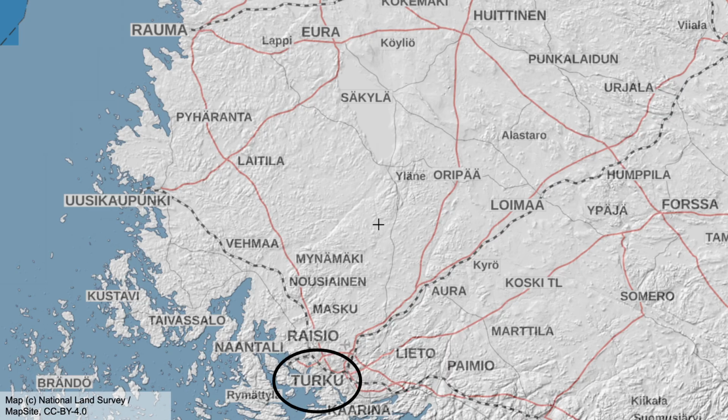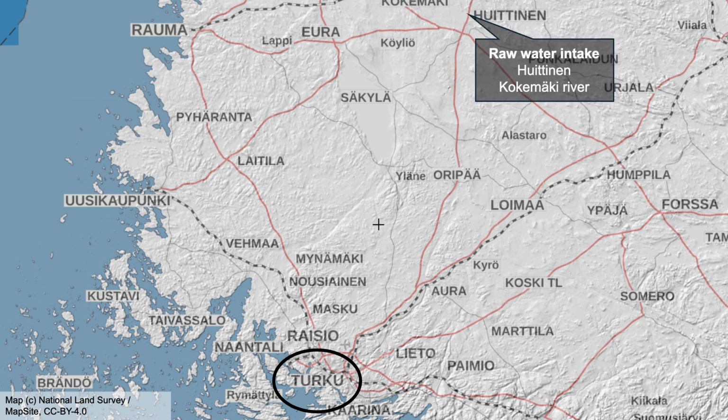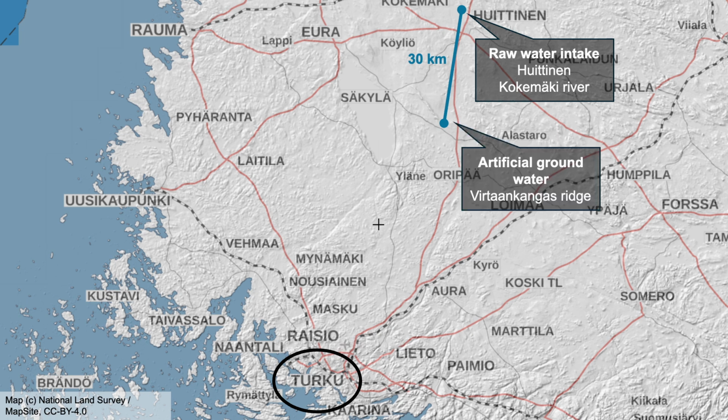Then the journey of the water is a long one. It originates from a river, which flows through a lot of agricultural land, and this river is something that you could describe as a Jesus water, because you can almost walk on it sometimes. So first the solids are removed, and then the water is pumped 30 kilometers to Virtaankangas, a place where it's pumped onto a ridge, and it filters through the sand in that ridge.